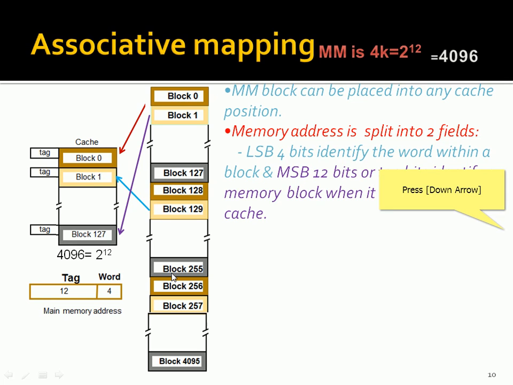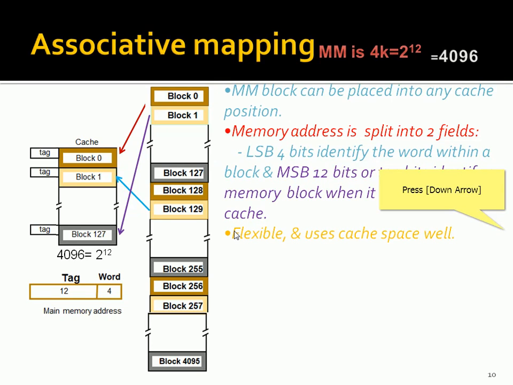So the LSB 4 bits identify the word within the block. Within the block, how many words are there? 16 words. Then which word is the processor interested in? Only that word you can send. The MSB 12 bits, the higher 12 bits, are tag bits, which identify the memory block when it is resident in the cache. So it is flexible, and it uses the cache space well, right? Efficiently the cache space will be utilized here.